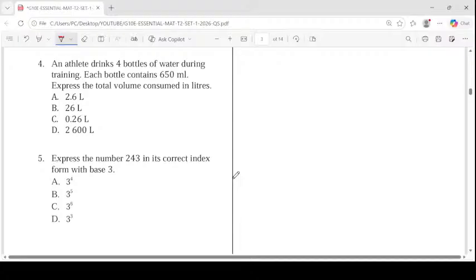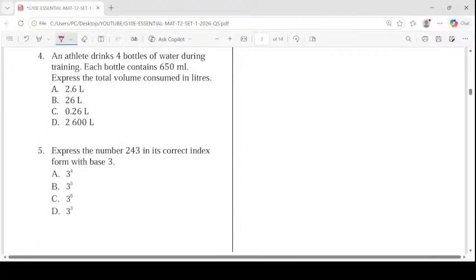Question number next. That is question number 4. An athlete drinks 4 bottles of water during training. Each bottle contains 650 ml. Express the total volume consumed in liters.